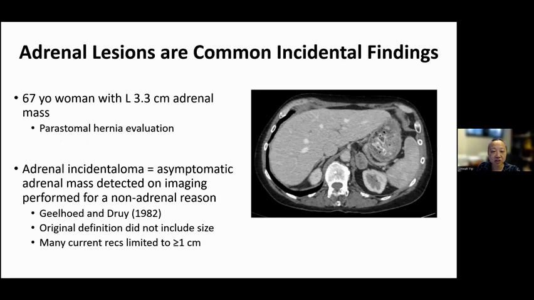So adrenal incidentalomas in general are asymptomatic adrenal masses detected on imaging performed for a non-adrenal reason. These were initially described in 1982. The original definition did not really include a size cutoff, but currently many recommendations do limit the definition to adrenals that are greater than 1 centimeter.